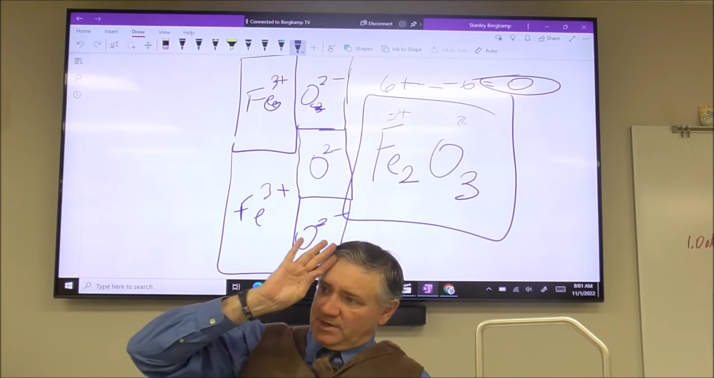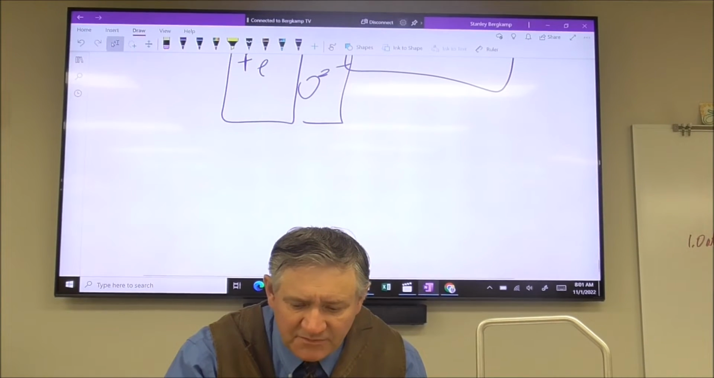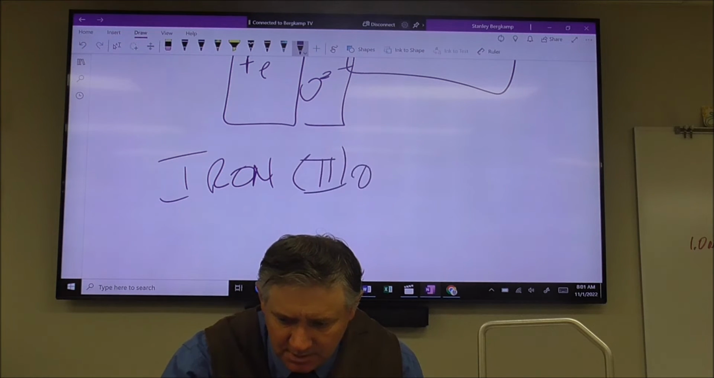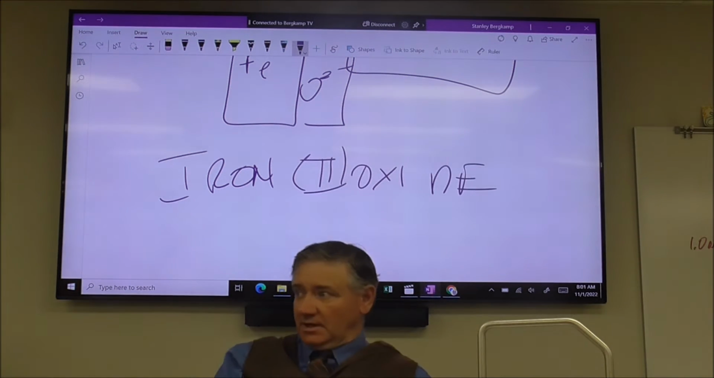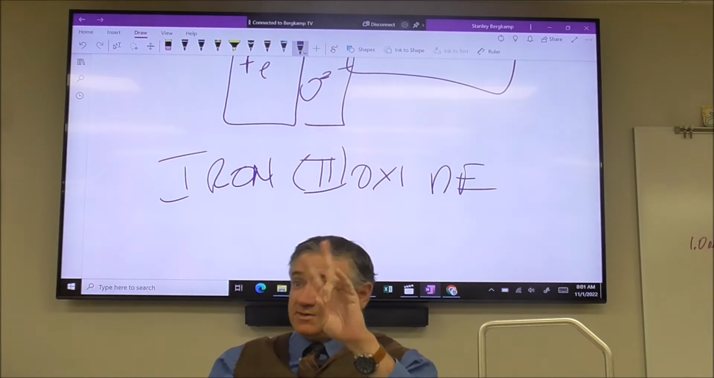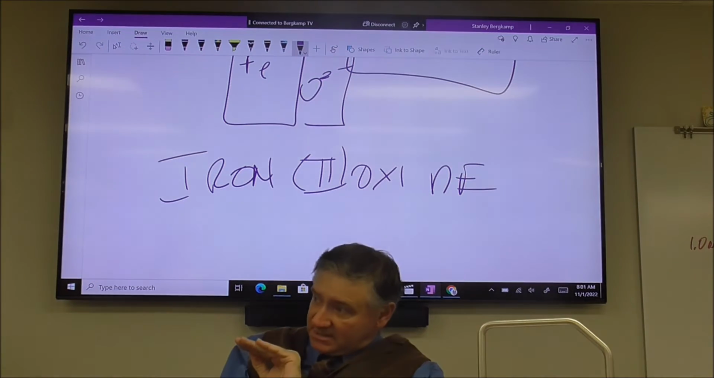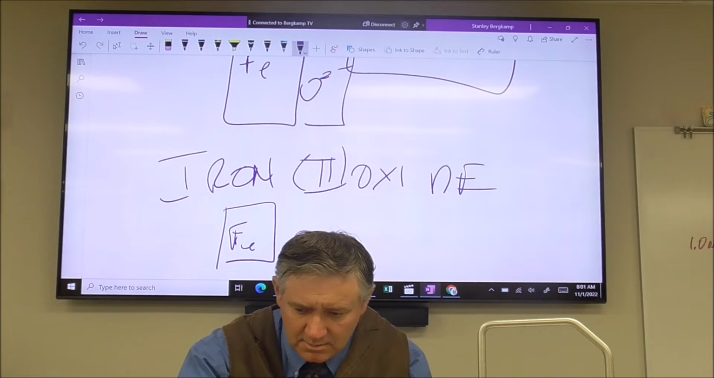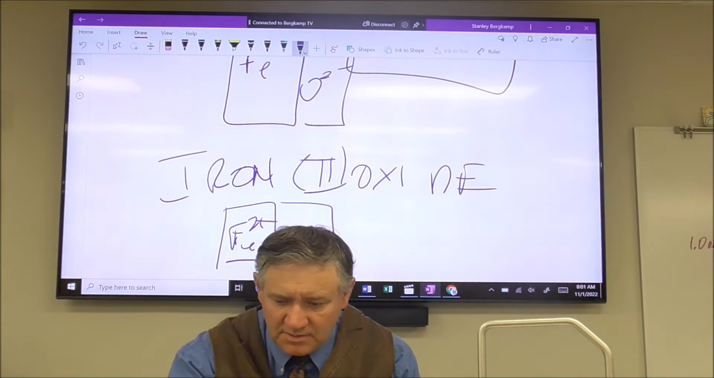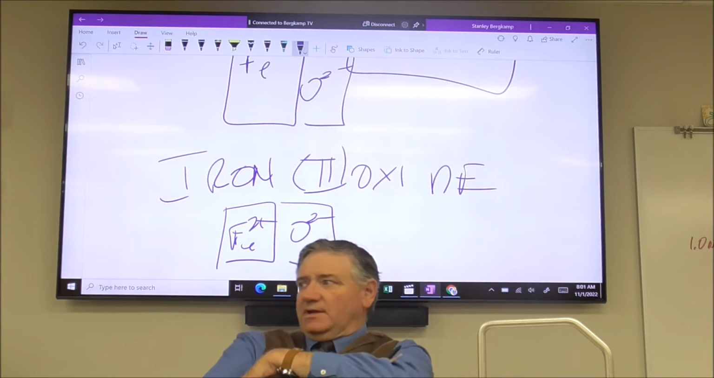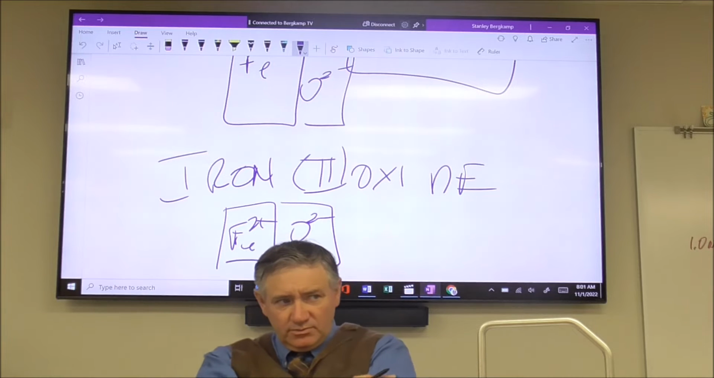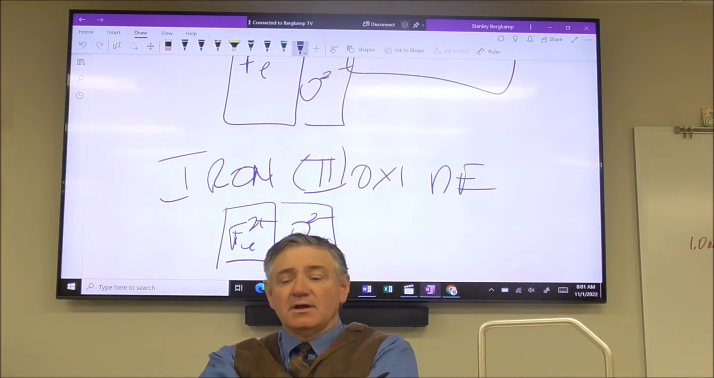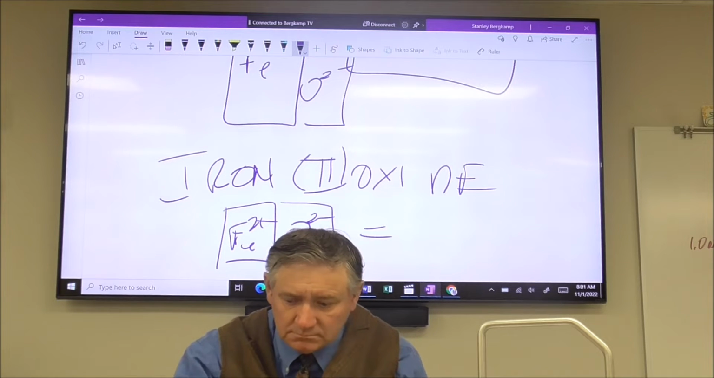Now, let's play the what if game. If it had been iron 2 oxide, here's what I want you to see, to be able to compare the difference. If it had been iron 2 oxide, you'd have Fe 2 plus, and then you'd have oxygen at 2 minus. So it's iron 2 oxide, ferrous oxide. How are you going to write that?